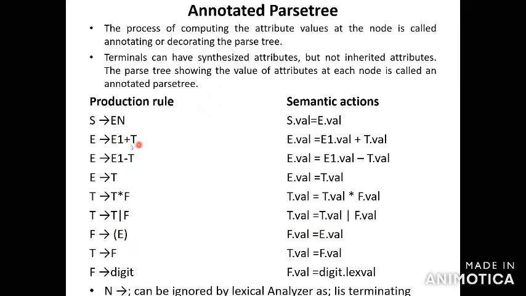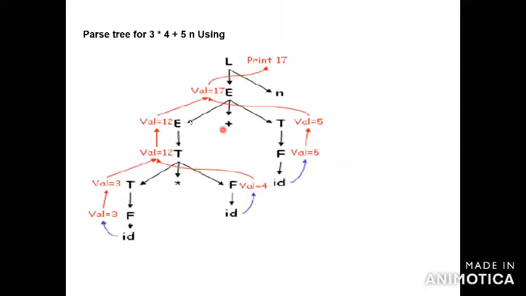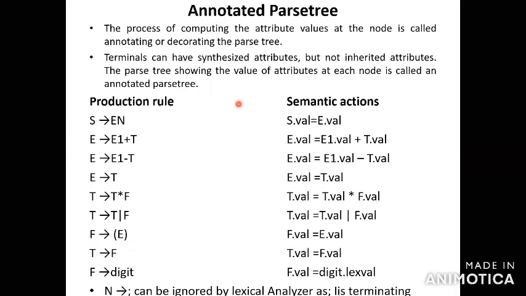So what is here? E plus T is nothing but E. E is 12, T is 5. So E plus T is 12 plus 5, which will be 17. So E is 17. It's clear? Okay. What is the root of the given thing? The S will be equal to E of N.